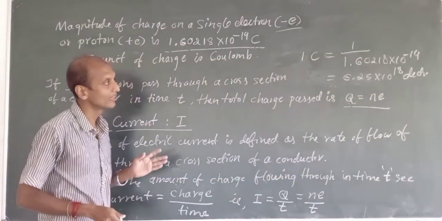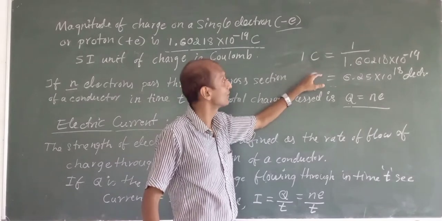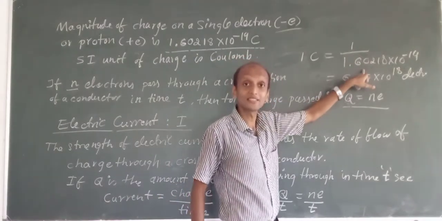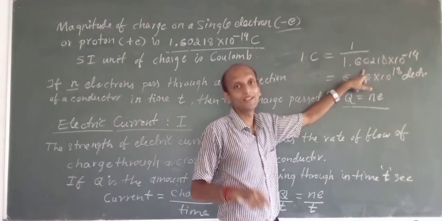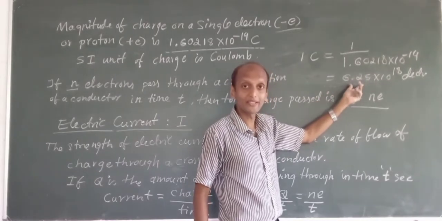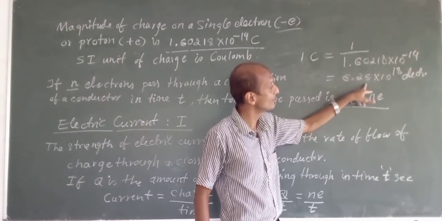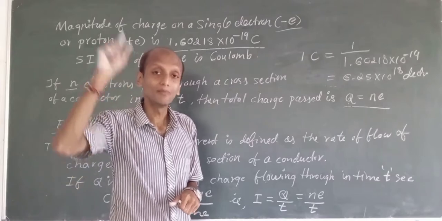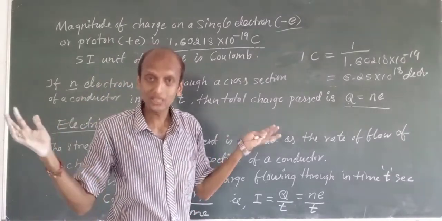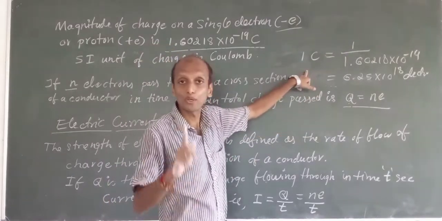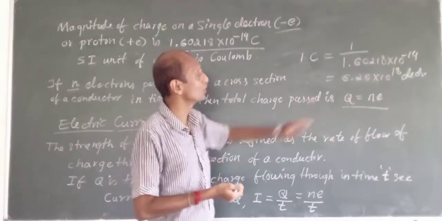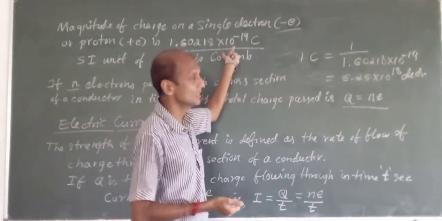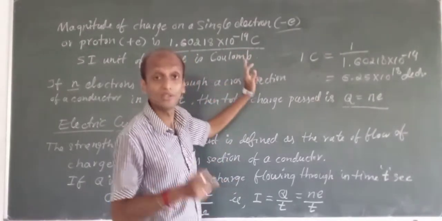Fine. So if I have to calculate how many electrons there are in 1 coulomb of charge, that will be 1 divided by the magnitude of the charge of 1 electron. This gives the result 6.25 into 10 power 18 electrons. If 6.25 into 10 power plus 18 electrons come together, then I can make 1 coulomb of charge. So 1 coulomb is a huge unit, and 1 electron carries so much smaller an amount of charge than 1 coulomb.